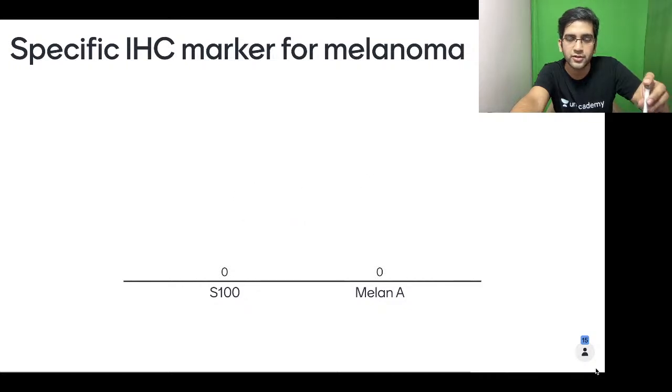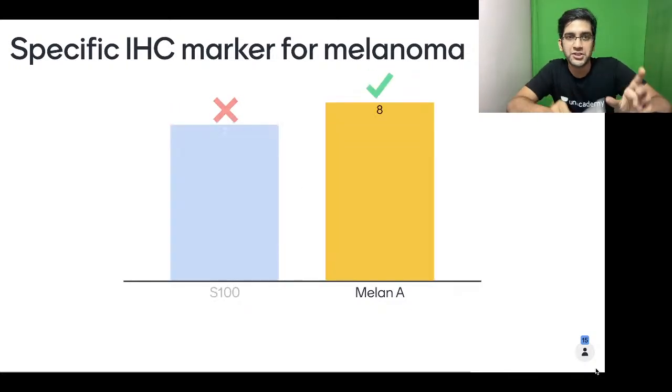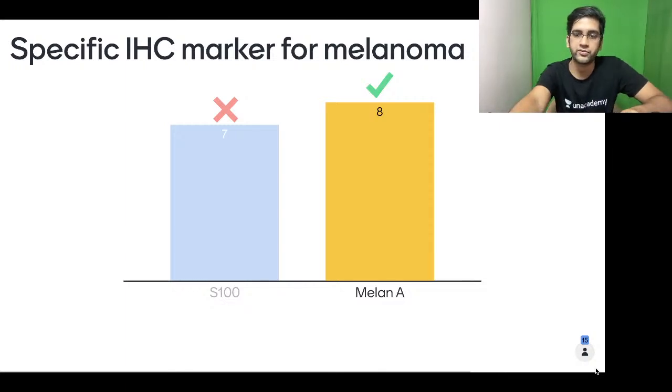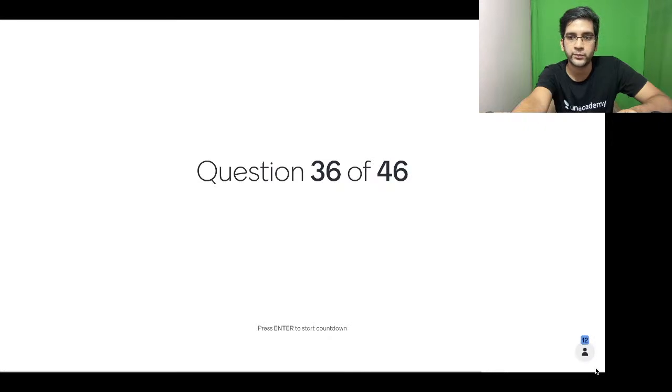Okay, let's look at the poll. Okay, the question asks for specific IHC for melanoma. S100 is not a specific IHC, it's a sensitive IHC. I'll tell why it is not specific. S100 is positive in any tumors which originate from neural crest. My melanoma is originated from neural crest, so does my schwannoma, Schwann cells. So that's the reason it's positive in my schwannoma as well. It's a sensitive marker, it is not a specific marker. Both Melan-A and HMB45 are positive only in the malignant melanocytes, and they are the specific marker for melanoma, right? Next question. Yeah. I think 11 more questions to change the leaderboard.